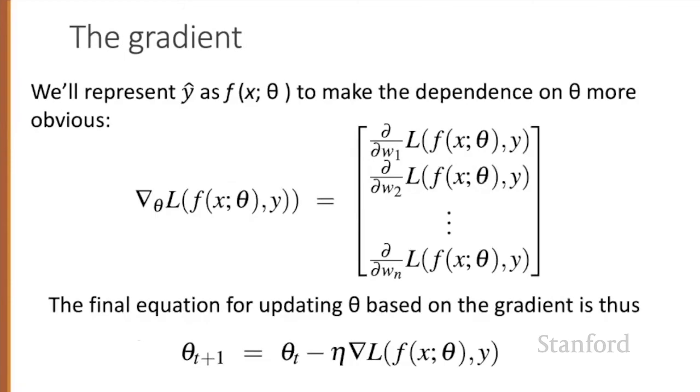Here's a vector of gradients. Again, we're representing y hat as f of x comma theta to make the dependence on theta more obvious. So the gradient with respect to theta of the loss function of y hat comma y is this vector, each one a partial derivative with respect to a different weight, and the bias would be in here too. So the final equation for updating theta based on the gradient is that the next time step value for theta is the old one minus the learning rate times the gradient.